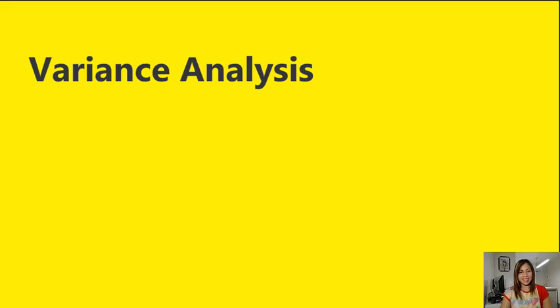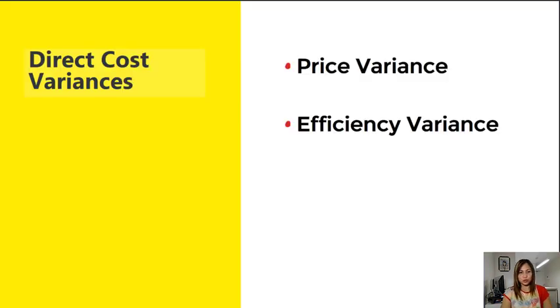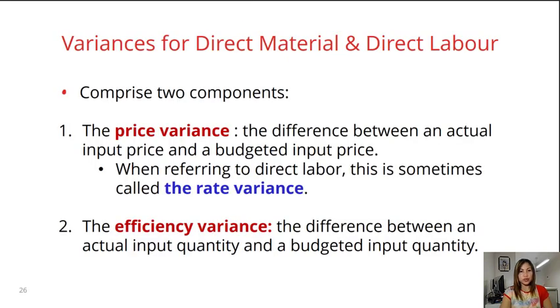Hello again. The second part of this lecture will focus on variance analysis. Now, we will focus on direct cost categories. There are two types of variances, price variance and efficiency variance. For direct materials and direct labor, we can calculate price variance. With price variance, we are simply comparing the difference between the actual price of the input and the budgeted input price. When you refer to price variance for direct labor, mostly we call this a rate variance.